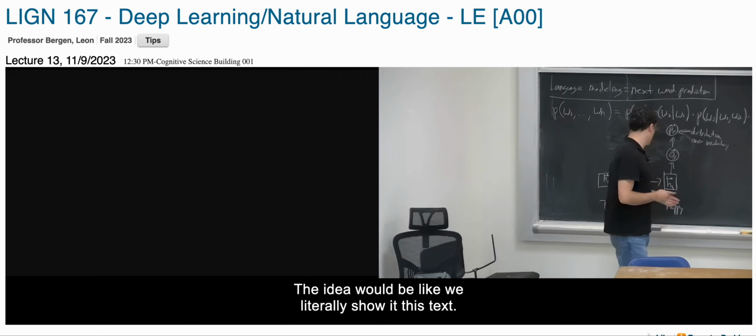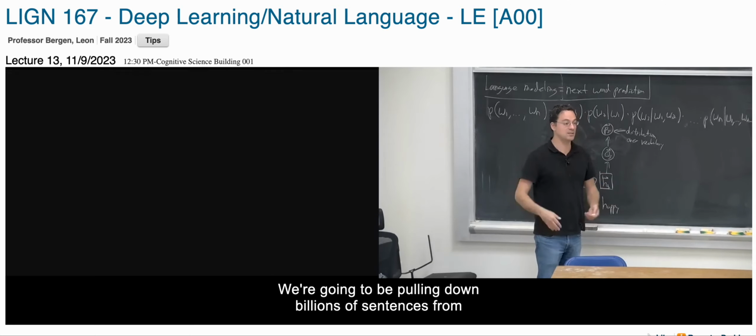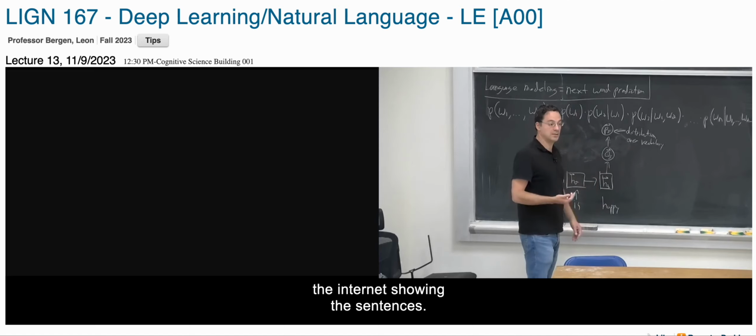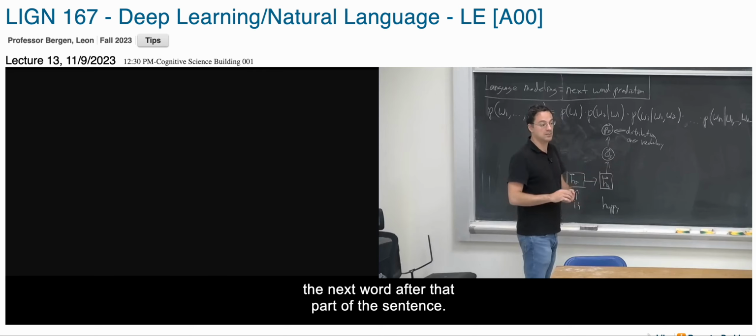So the idea would be that we literally show it this text. We're going to be pulling down text from the internet, billions of sentences, and showing these sentences to the model. We show part of a sentence and we ask it to predict the next word after that part of the sentence. Does that answer the question?